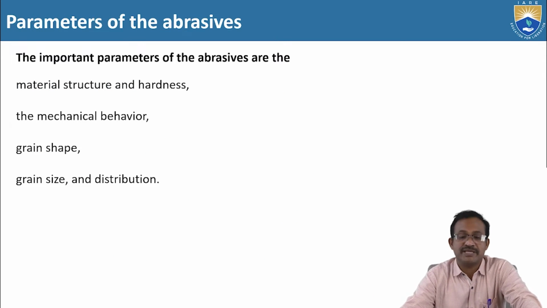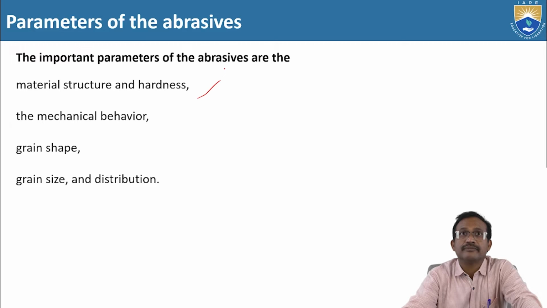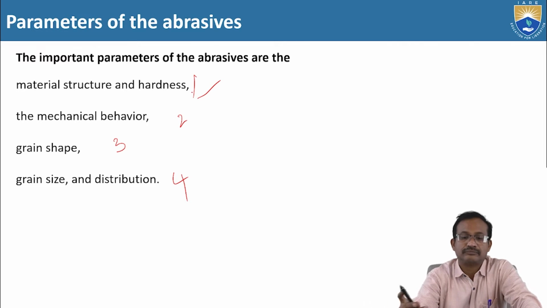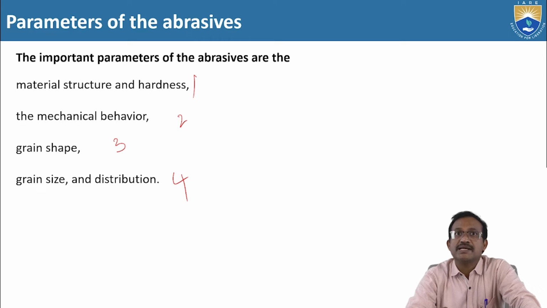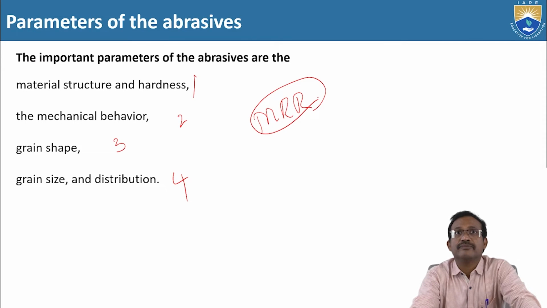Next, parameters of the abrasives. The important parameters of the abrasives are material structure and hardness, mechanical behavior, grain shape, grain size, and its distribution. The first one is material structure and hardness. Next, mechanical behavior, grain shape, grain size, and grain distribution. These are very much important in the material removal rate of this abrasive material.